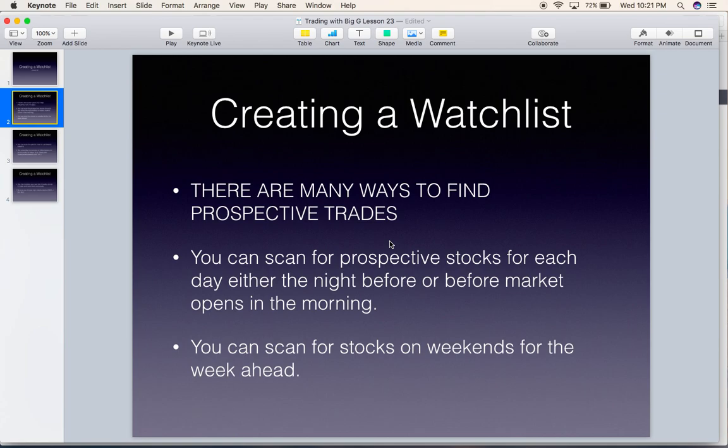But maybe you don't want to do that every day. You've got other things to do. You've got work, you've got a family, and you don't have time every night to sit down and scan through hundreds or thousands of stocks. Some professional traders do that, but you don't have time to do that, and I don't either. So you can take some time on the weekends and scan for stocks, see some good setups and good potential, make a note of those, and watch those throughout the week as you can.